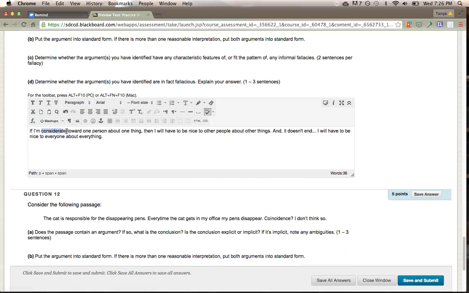Remember what we clarify words, if I'm considerate toward, be nice to, those things mean the same things. And since nice is the shorter word, I'm going to cut this one and say, if I'm nice to one person about one thing, then I will have to be nice to other people about other things. And it doesn't end, which equals something like, and if I'm nice to other people about other things, then I will have to be nice to everyone about everything.